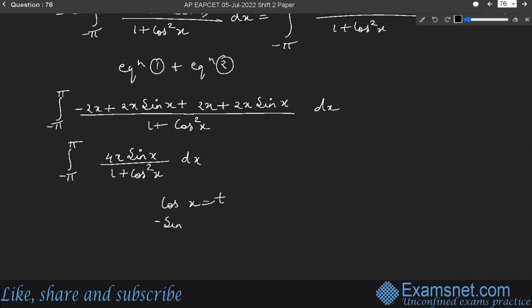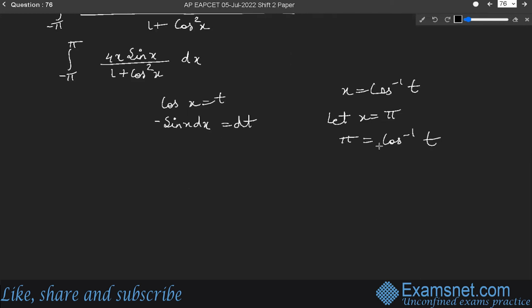Therefore, minus sine x dx is equal to dt. And from here we can say that x will be equal to cos inverse t, since cos x is equal to t. Let x is equal to pi. So we can say that pi will be equal to cos inverse t. Now on substituting this value, 2I will be equal to integral of minus pi to pi minus 4 into cos inverse t divided by 1 plus t square dt.